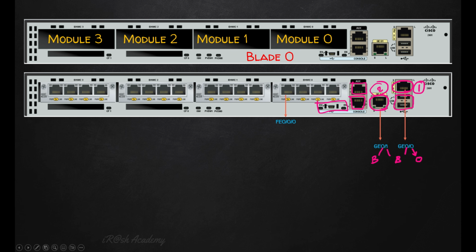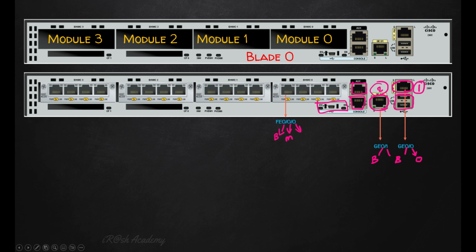Unlike the Gigabit Ethernet interface, this Fast Ethernet interface has 3 numbers to indicate the interface. What are these 3 numbers indicating? The first number indicates the blade number. We have only one blade, that is blade 0. The second number indicates the module, in which module this interface is available. And this module is 0, so that's why this is 0. Then the third one is the interface number.